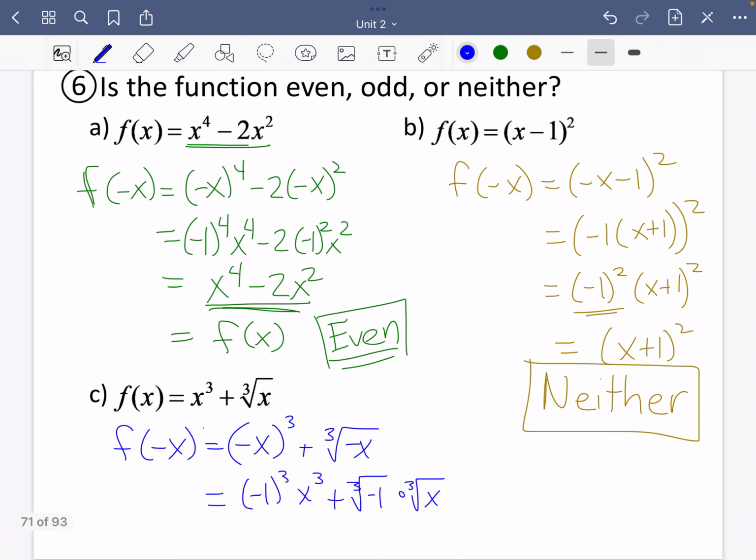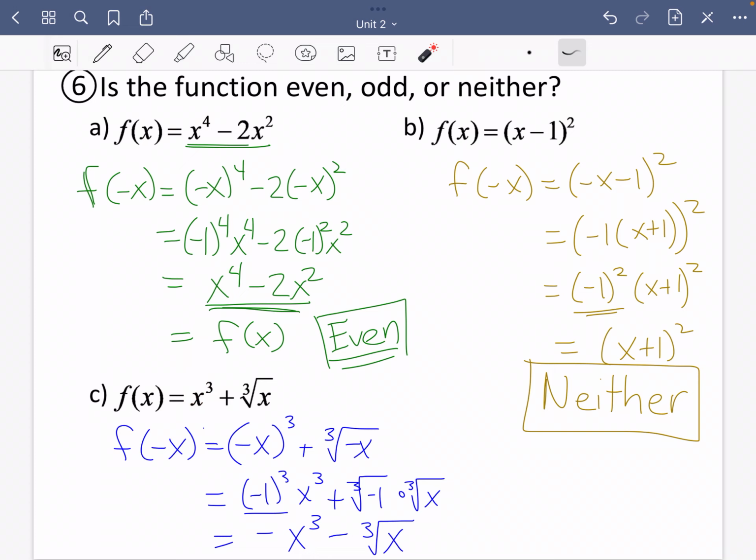So what's going to happen with our -1 cubed here? Well, that will become just a -1, so we're left with just a negative x cubed. The cube root of -1 is also -1, so we're left with just a negative cube root of x. Is this right here our original function? No. It's clearly not the original function. This has a minus here where it was plus here.